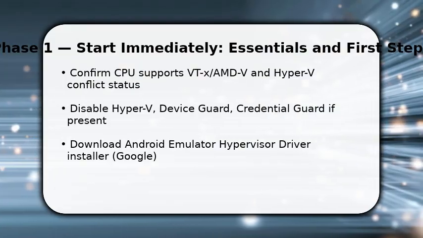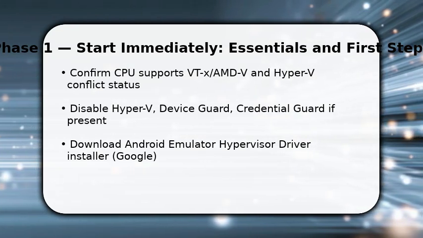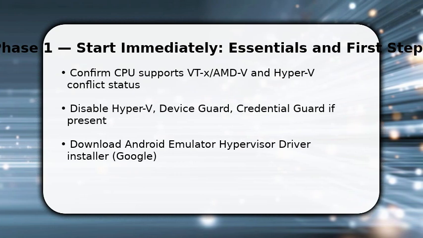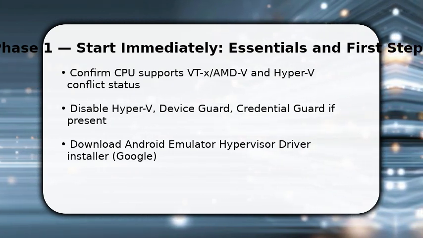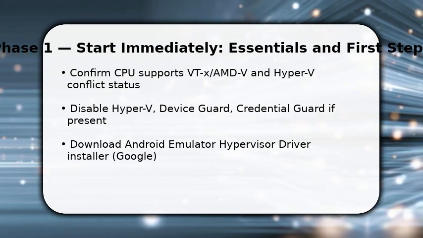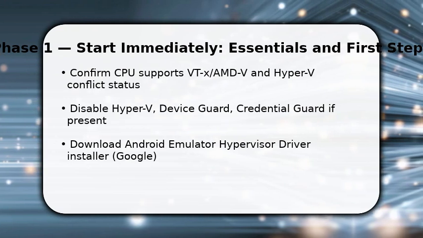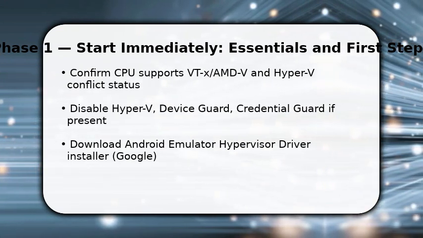You start by verifying CPU virtualization and clearing conflicts. You need VT-x or AMD-V enabled. Check firmware settings now. Once confirmed, disable Hyper-V and related features because they block the emulator hypervisor. Make sure to turn off Device Guard and Credential Guard if active, since they reserve virtualization extensions.